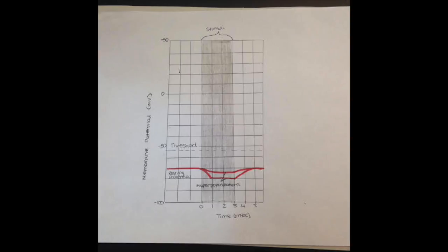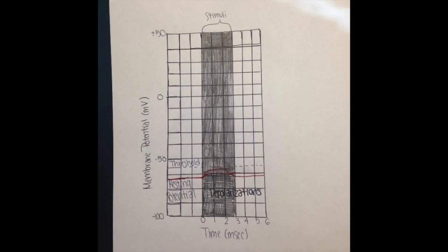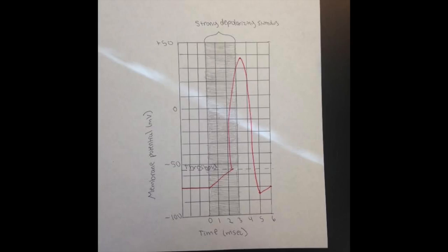This first graph shows graded hyperpolarizations produced by two stimuli that increase membrane permeability to K+. It can be seen that the larger stimulus produces a larger hyperpolarization. The second graph shows graded depolarizations produced by two stimuli that increase membrane permeability to Na+. The larger stimulus produces a larger depolarization. The last graph shows the action potential triggered by a depolarization that reaches the threshold.